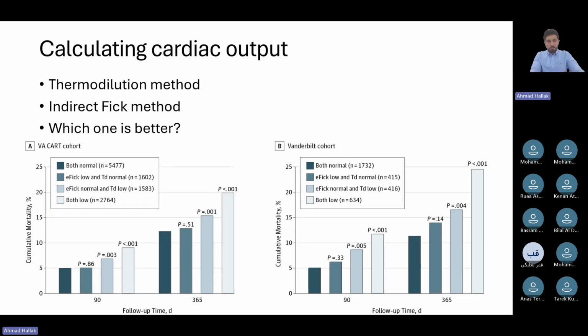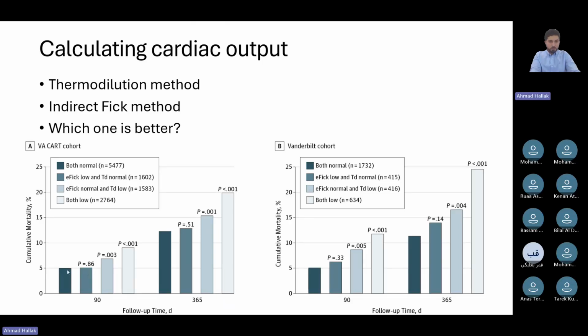And this is based on a lot of data. This was published probably in 2013. They took maybe 12,000 patients between Vanderbilt and the VA hospital. And they determined the mortality, and they subdivided them based on the FIC and the thermodilution. So if you can see here, the darkest one, both the FIC and the thermodilution are normal. Of course, they have the lowest mortality. Whereas the one that has the slightly lighter color, the FIC was low, but the thermodilution was normal.